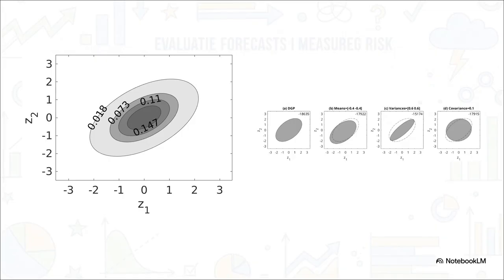So here's a great comparison. On the left, we've got the map of reality, the true distribution. And on the right, we have a forecast that's a little bit off. It didn't quite get the relationship between the two variables right, so its shape is a little squashed. Now, to our eyes, they might look kind of similar, but a good scoring rule is designed to spot that subtle difference and put a number on it.